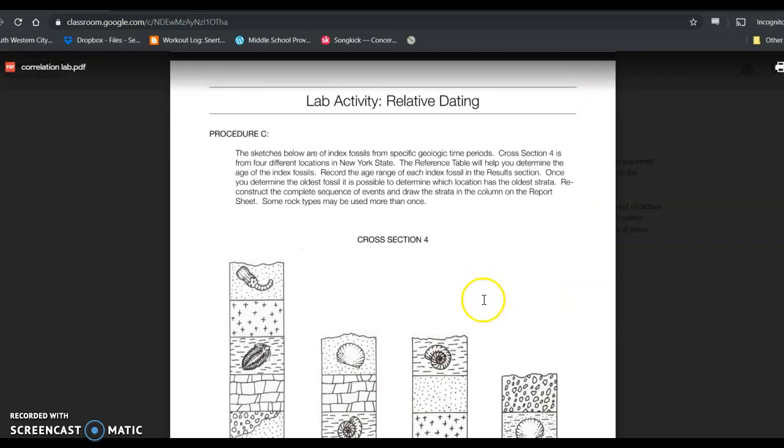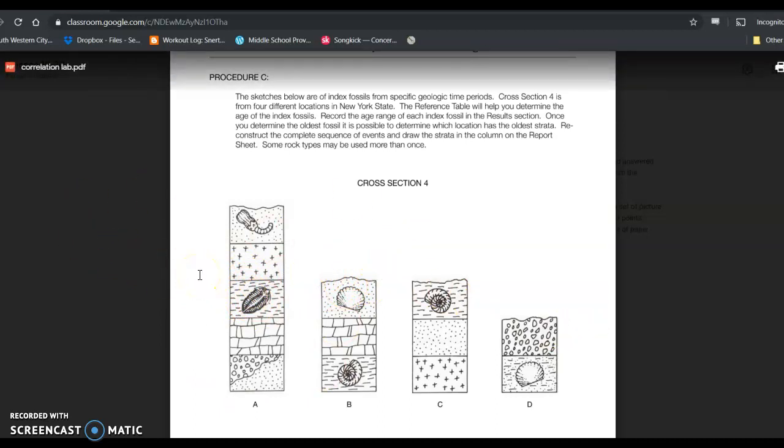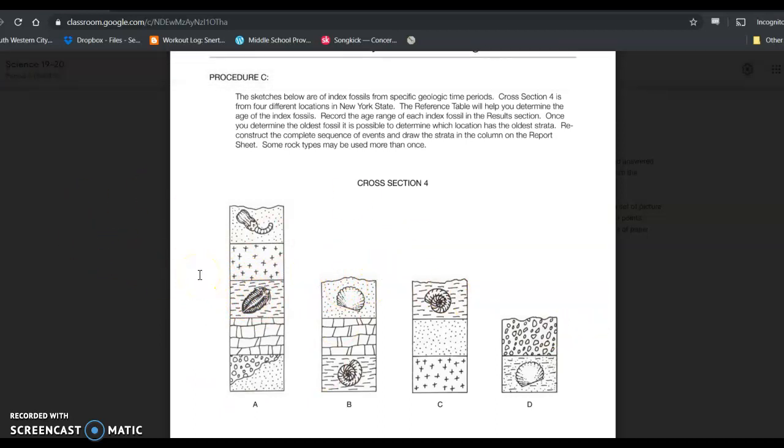Why do I want you to do this? This is really important stuff to see. How do we take rock layers from different parts of, let's say, a state like this one? These are from all across New York, and try and sequence them to correlate them, to put them in order. That's what we're doing here.